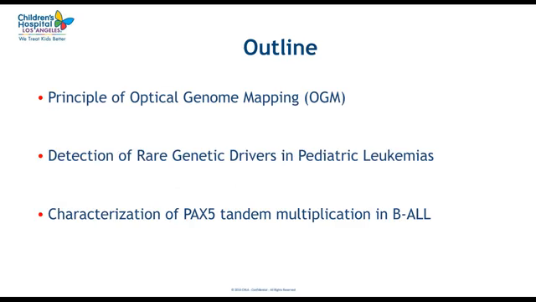This is the outline for today's talk. I will start by briefly describing the principle of optical genome mapping, and then I will discuss two studies. One was focusing on detection of rare genetic drivers in pediatric leukemias, and in the other study, we used advantages of optical genome mapping for characterization of one unusual structural abnormality in B-lymphoblastic leukemia, known as PAX5 intergenic tandem amplification or tandem multiplication.